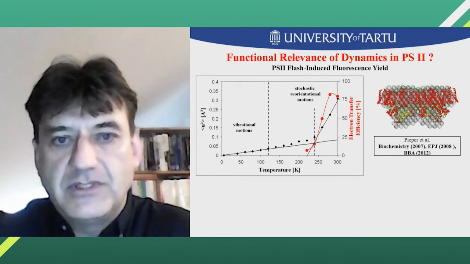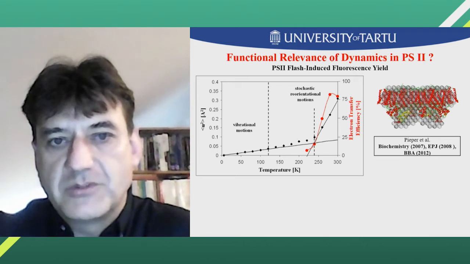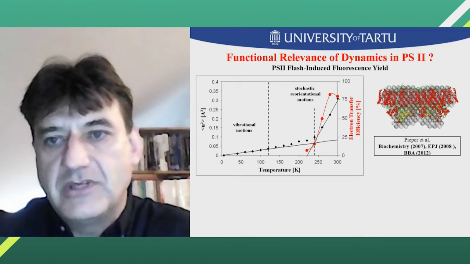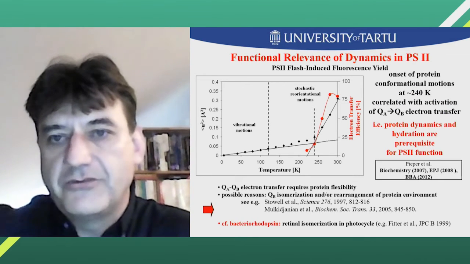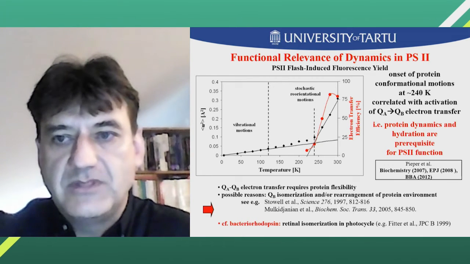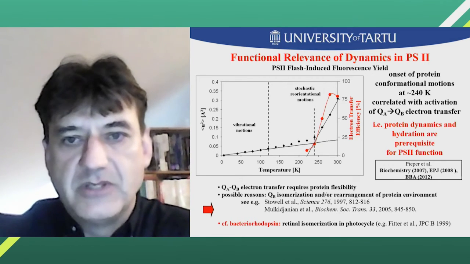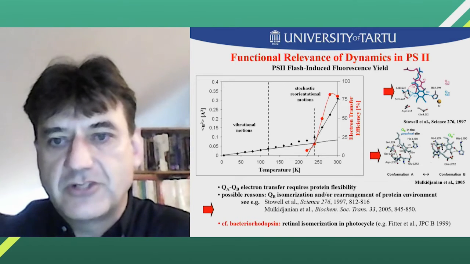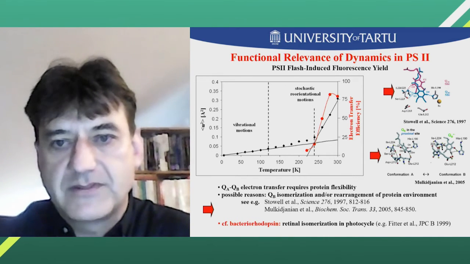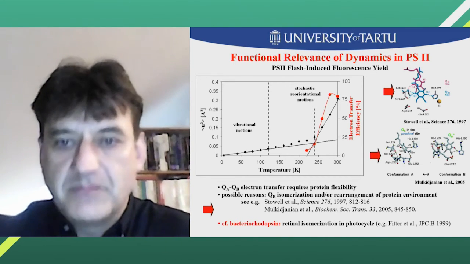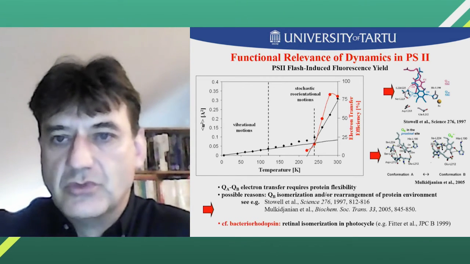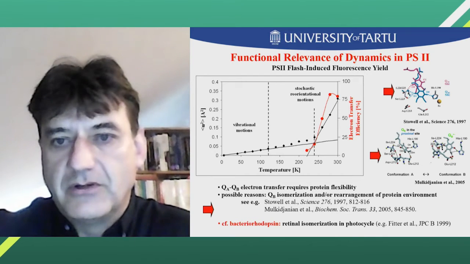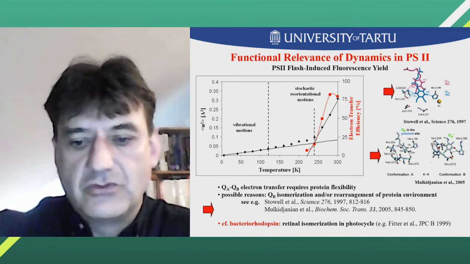Why is this important? Here you see the curve from neutron spectroscopy superimposed with a measurement of electron transfer efficiency, and you see that the two correlate. So there are functional processes in photosystem 2 that seem to require flexibility, and there are several structural models that give us an idea which smaller conformational changes in photosystem 2 may require conformational flexibility.